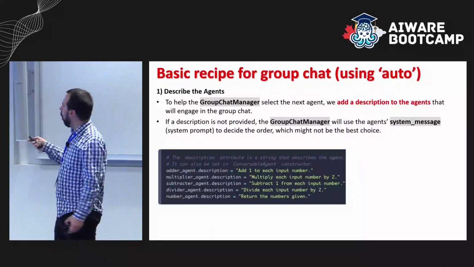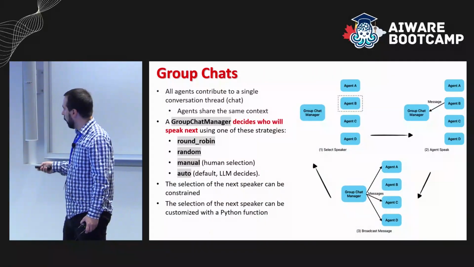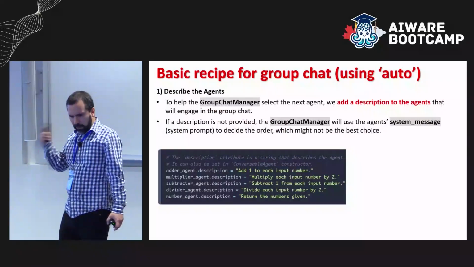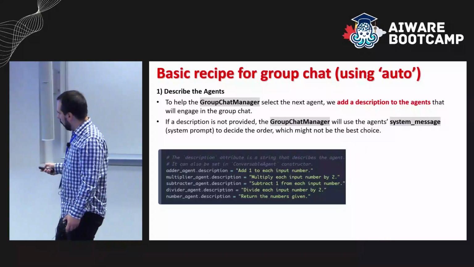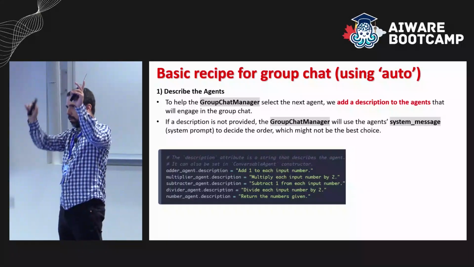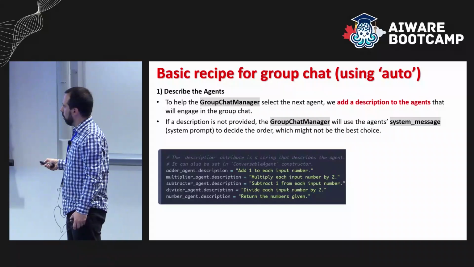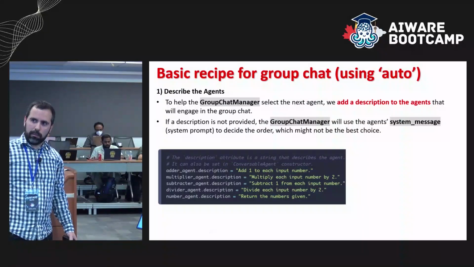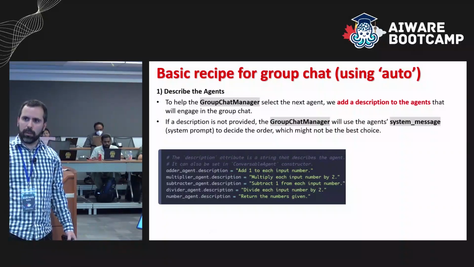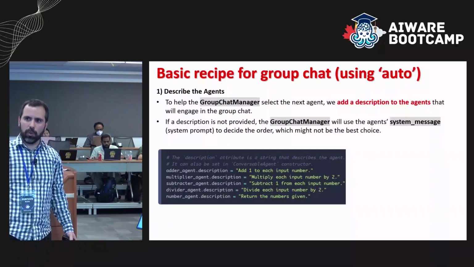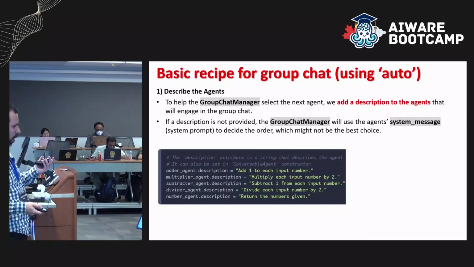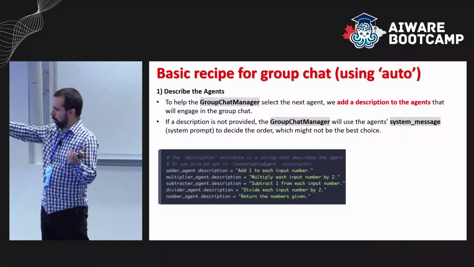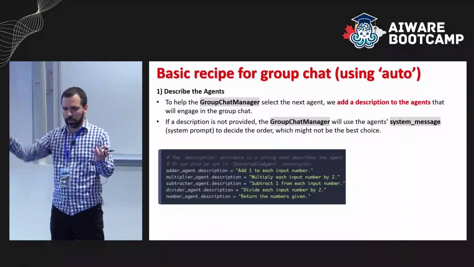So how does this work with auto? Auto is when the LLM decides who is going to talk next. So basically the way it works is you create descriptions for your agents, right? So you say I have an adder agent, so you define it as a ConversableAgent, and then you add a description, say what it does basically. So it adds 1 to each input number. This multiplier multiplies each input by 2. So you basically describe your agents, right? So that's what the LLM is going to use to decide who's going to talk next, based on the query, on the original message, on the description of every agent. It's going to decide who's going to talk next.